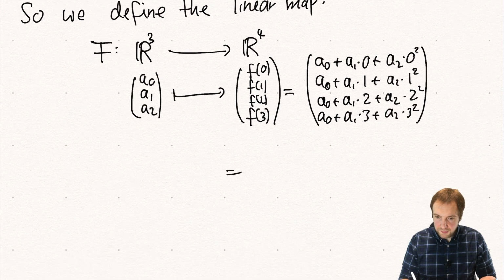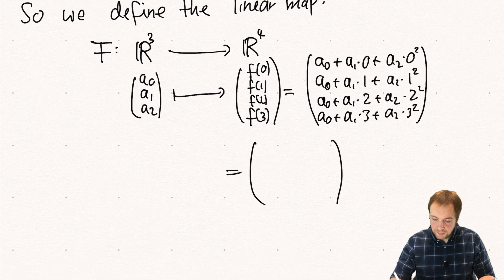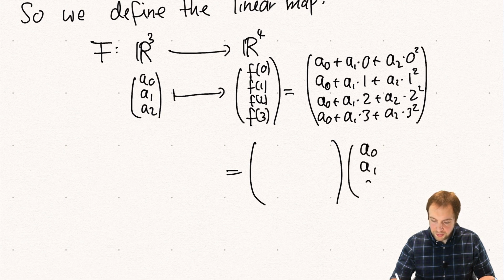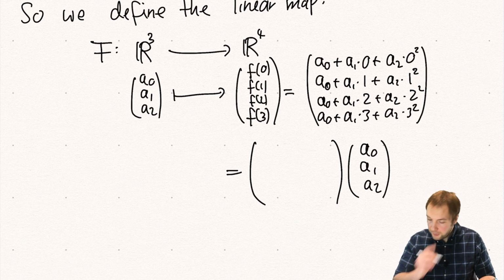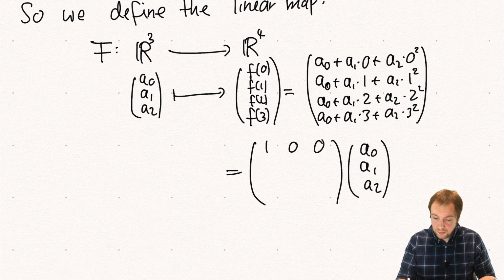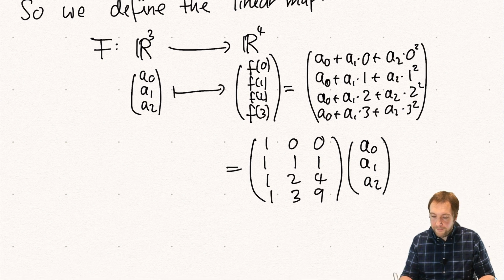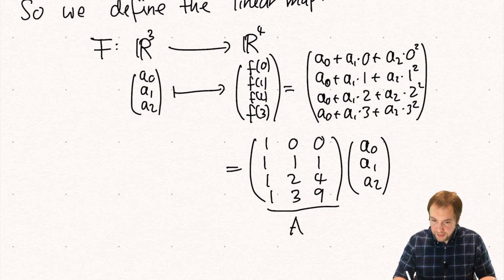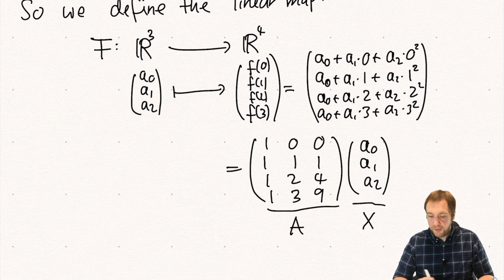So in other words, this here is the matrix, so we want to send the vector a0, a1, a2 to the vector in R4, which is given by multiplying with the matrix. So here I just take now the coefficients of these a's: 1, 0, 0, 1, 1, 1, 1, 2, 4, and 1, 3, 9. And this here we can call A, and this here we can call x.